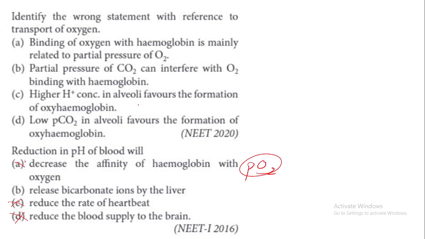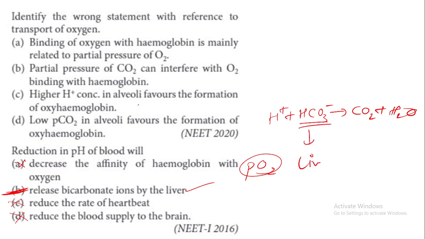So the right option here will be to maintain the pH of the blood. Acidic pH is not sustained by the body, and the body has its own mechanism to maintain the pH by releasing the buffer, which is the bicarbonate ions released by the liver. As the equation shown previously, the H plus ions, when they react with HCO3 minus, form carbon dioxide plus water. Hence the bicarbonate ions are released by the liver. Alright, so hope this is clear to you.